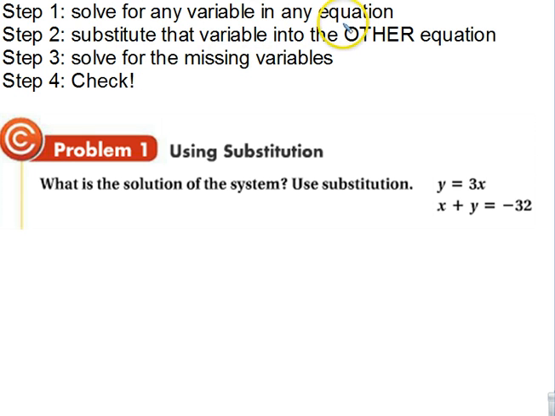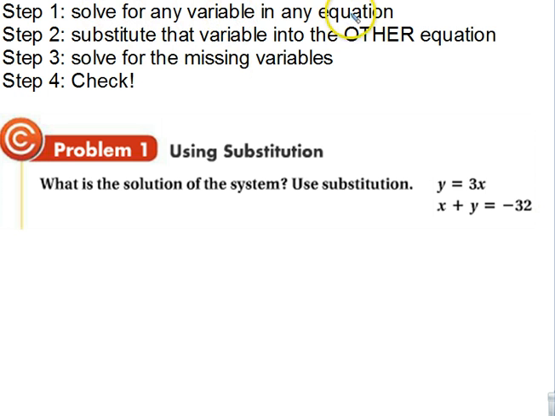bottom one, or use one that's already solved. Substitute that variable into the other equation, solve for the missing variables, and then give it a check. So that's a four-step process that you want to follow. What we notice about this first equation, it already says y equals 3x. So my first step is already done.